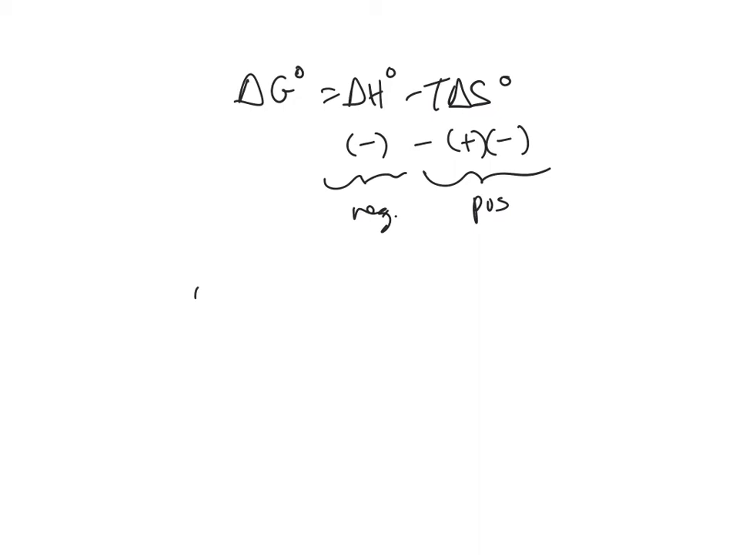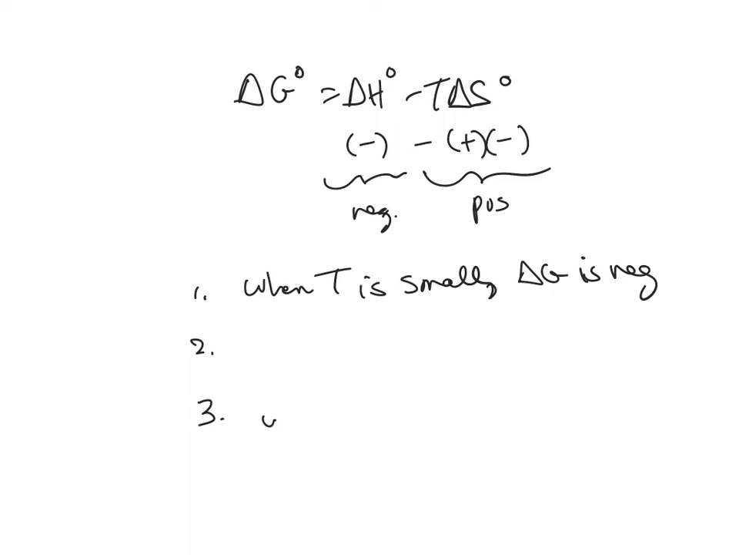So you could say that when the temperature is small, delta G is negative. And I'm going to make a list of 3 things here. The third one is when the temperature is large, delta G is positive.